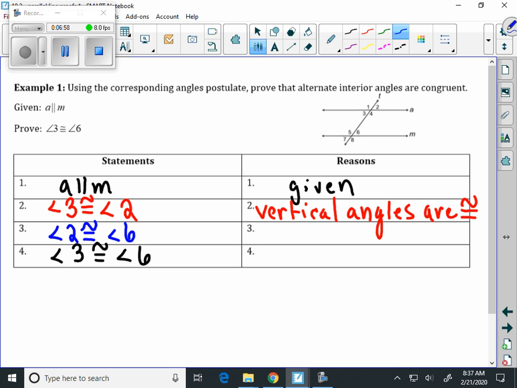So if we look back up here at our picture, is angle 2 congruent to angle 6? And it is. They're both on top of the parallel line, and they're to the same side of the parallel line. And what we call that, from our words above, is that corresponding angles are congruent. Got to abbreviate again.